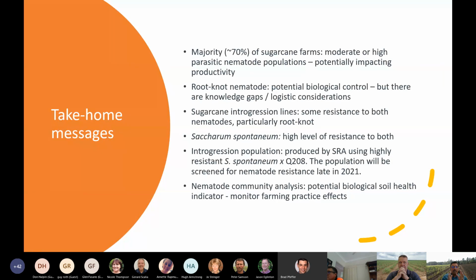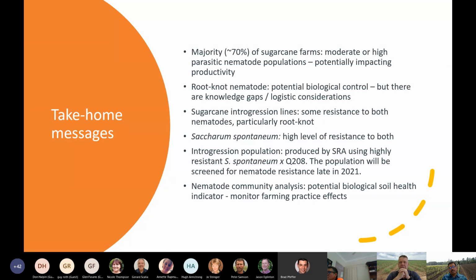We found that the majority of the sugarcane farms had moderate or high numbers of parasitic nematodes, which is potentially impacting our productivity. And for root knot nematode we have a potential biological control, but there is a big knowledge gap. Still lots of work needs to be done.